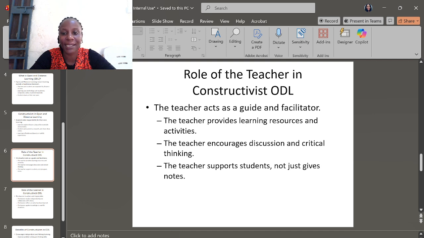The teacher acts as a guide and facilitator. Remember, like I said before, constructivism in ODL is not teacher-centered. It is actually student-centered. So the teacher provides learning resources and activities. The teacher encourages discussion and critical thinking. The teacher supports students, not just gives notes.